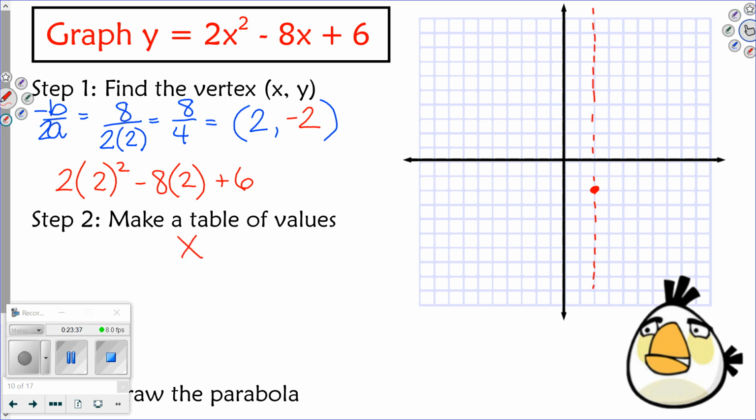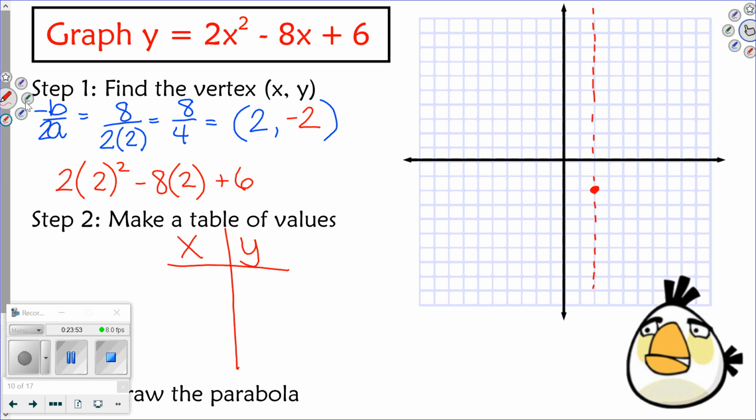All right, so we're going to make a table of values, just like we did on the last one. And I can plug in anything I want. Yes? Will they always stay on my graph? No. If I plug in 100, it's not on my graph.